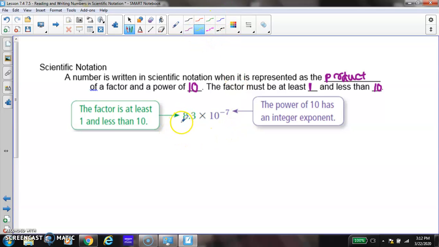Your first part has to be a number between 1 and 10. So if I cover up behind the decimal point, do you see how you have an 8? 8 is between 1 and 10, so it passes the test. And the second part is it has to be a power of 10. You can have a positive power or a negative power. Since this has a negative power, this is actually a very small number that we have here. Very, very tiny.